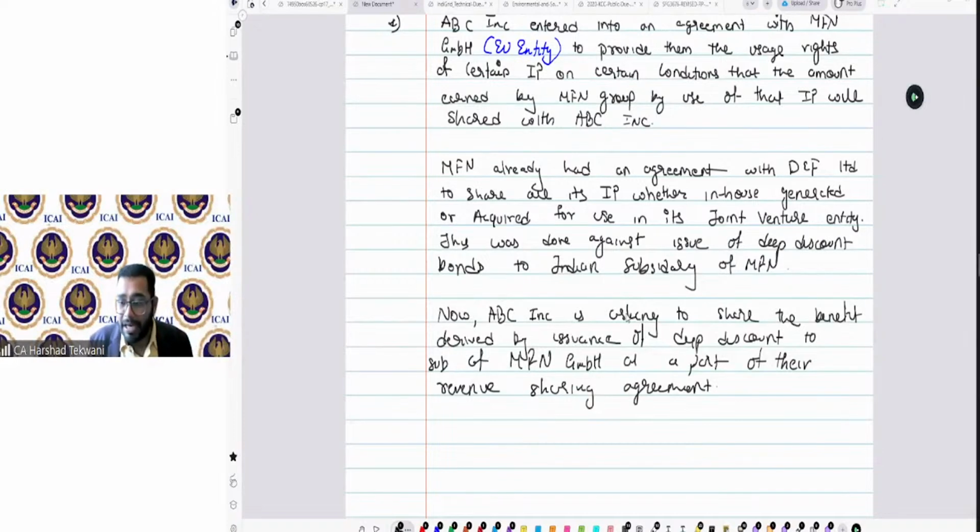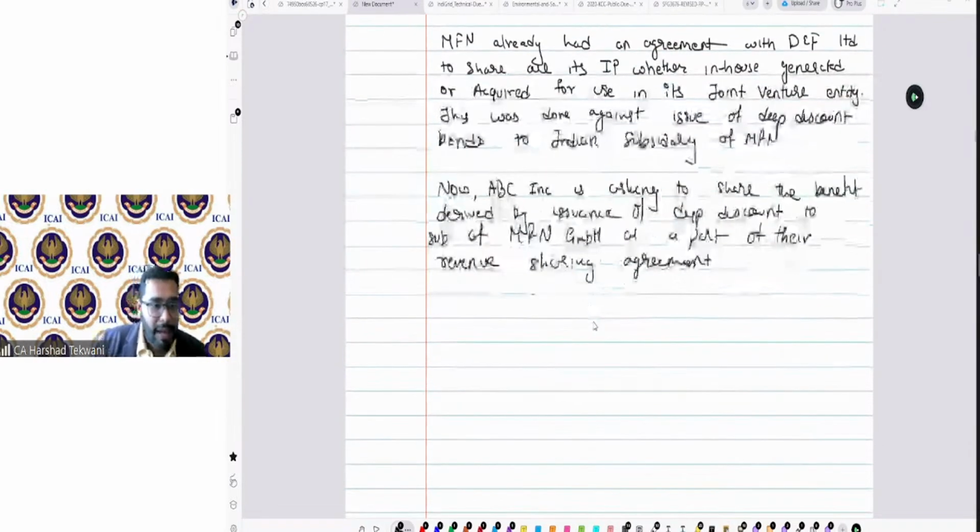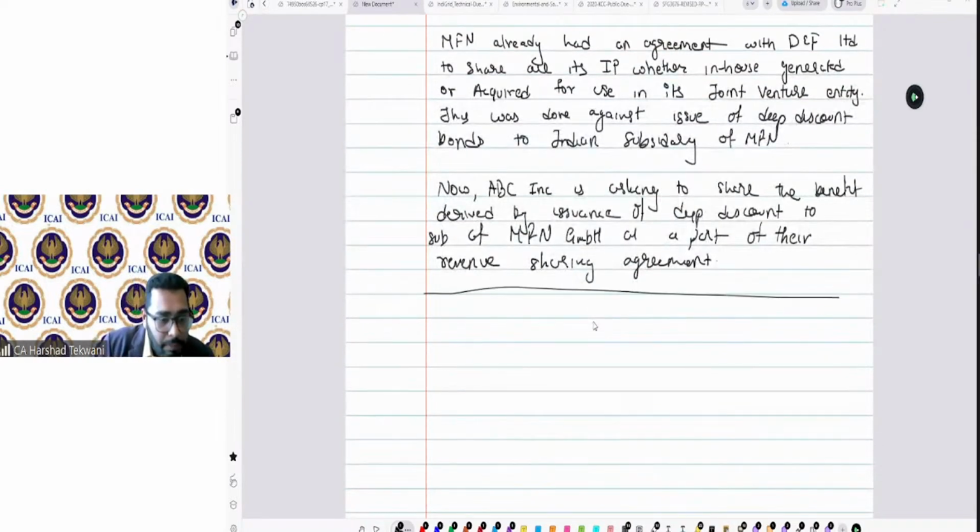But the bonds are still not yet redeemed. So how to decide the revenue? How to decide what benefit has been acquired by the MFN and whether MFN company is required to share this particular revenue with the ABC Incorporation. A lot of complex transactions. Okay. Now, again, this ended up in litigation.